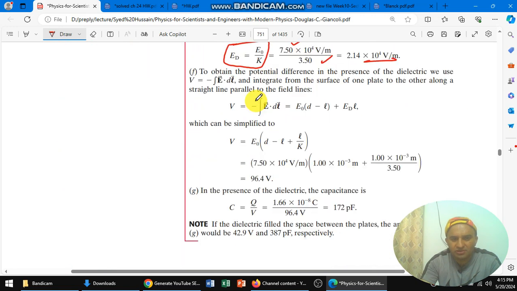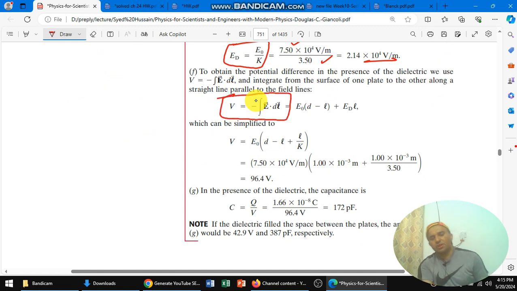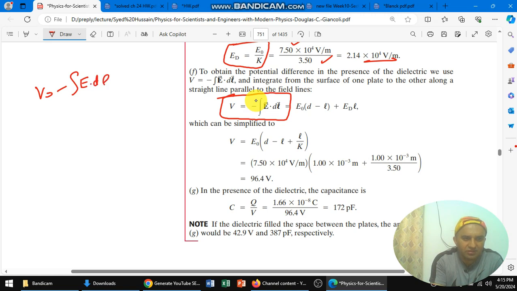In part F, we need to find the potential difference after the dielectric is added. So the potential difference V is equal to minus integral of E dot dl. We use this formula. In order to get this E dot dl, we have to find E. As we know, V is equal to minus E dot dl. Let's call this equation star.